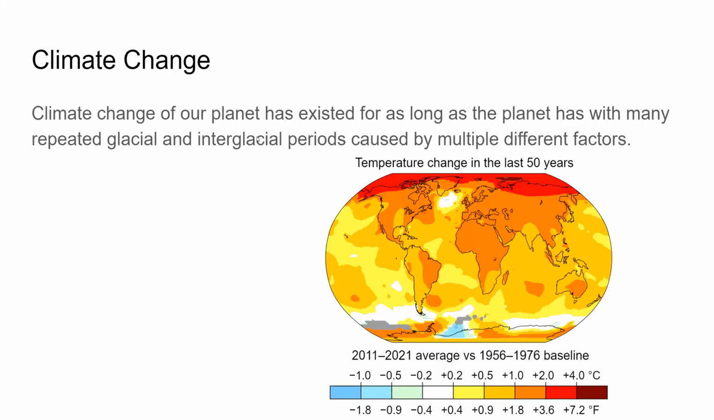Climate change. Climate change of our planet has existed for as long as the planet has, with many repeated glacial and interglacial periods caused by multiple different factors. And over the past 50 years or so, climate change has in general increased in temperature.